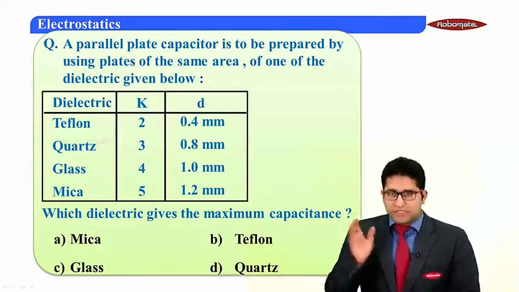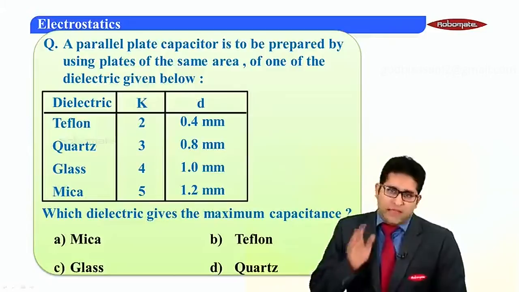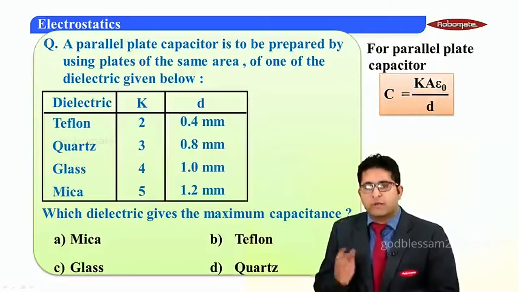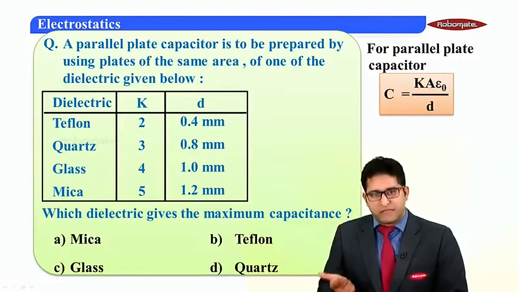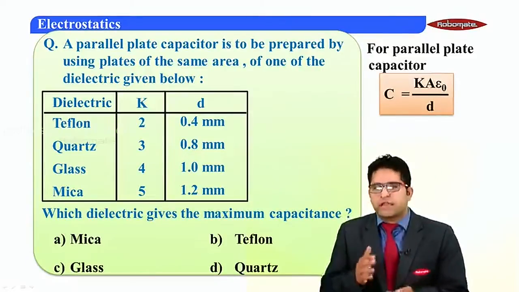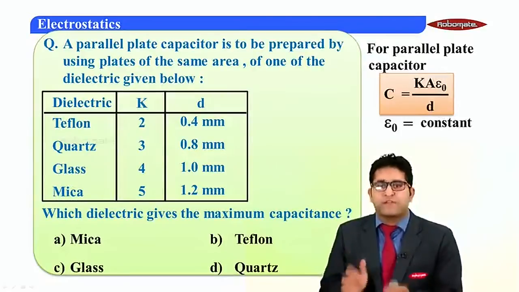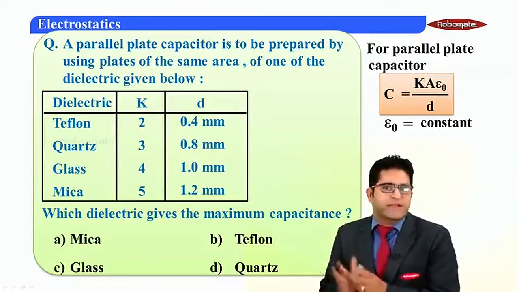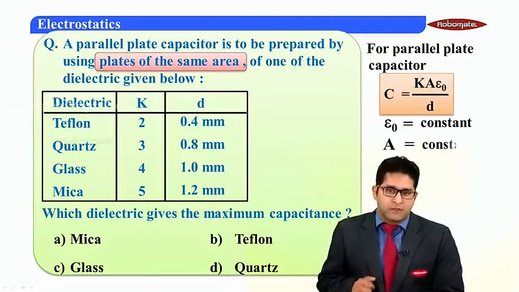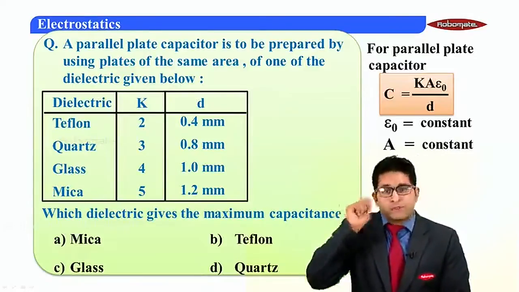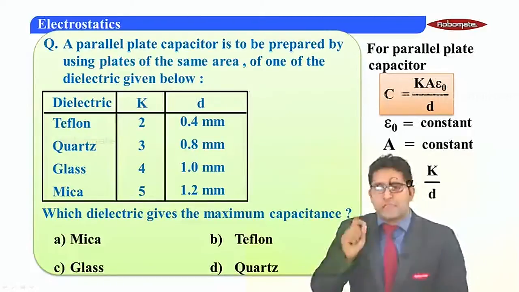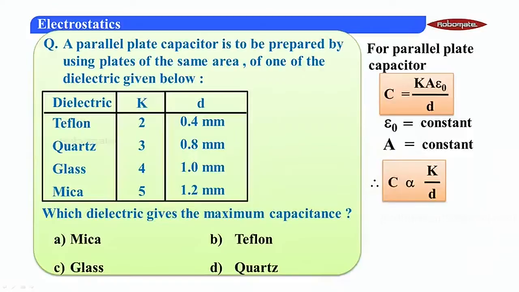Now let us analyze. Students, see carefully, this is nothing but a parallel plate capacitor, and for a parallel plate capacitor, capacity is given by C equals K A epsilon naught by d, where K is the dielectric constant, A is the area, and epsilon naught is the permittivity of free space. Epsilon naught is constant because it has a fixed value of 8.85 into 10 raised to power minus 12. In this case, as the area of each plate is the same, area is also constant. So epsilon naught is constant and A is constant, so C is directly proportional to K by d, or C depends upon K and d.